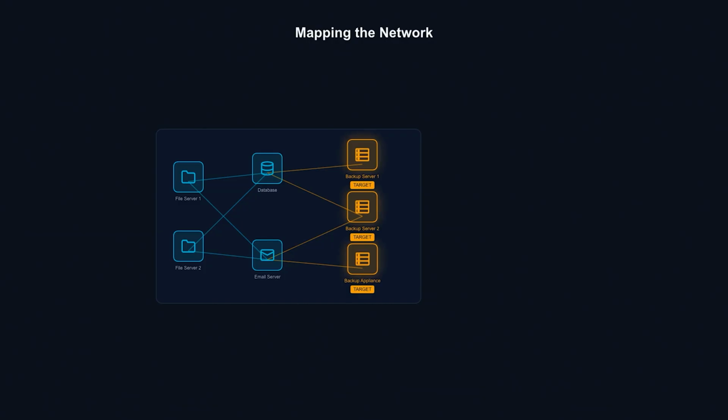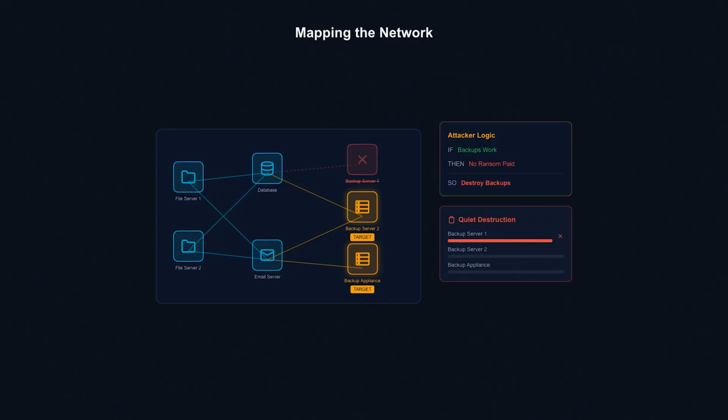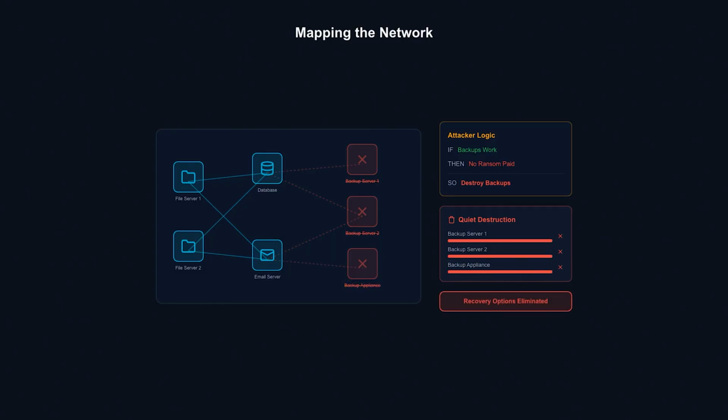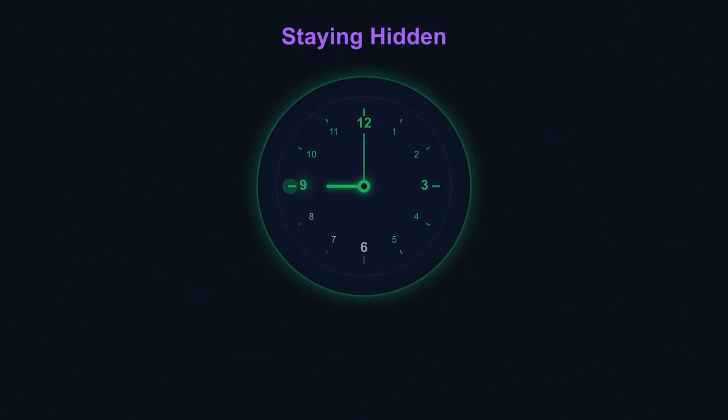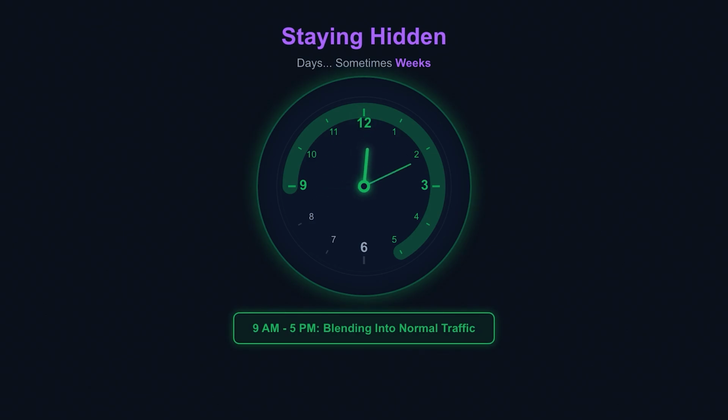The attackers specifically target backups. If the company can restore from backups, they won't pay ransom. They quietly delete backup copies and corrupt the backup software. This takes time. Days, sometimes weeks. The attackers move slowly to avoid triggering alerts. They operate during business hours, when network traffic is normal. They use legitimate admin tools already installed on systems. Nothing looks obviously malicious because they're using the same tools real administrators use.